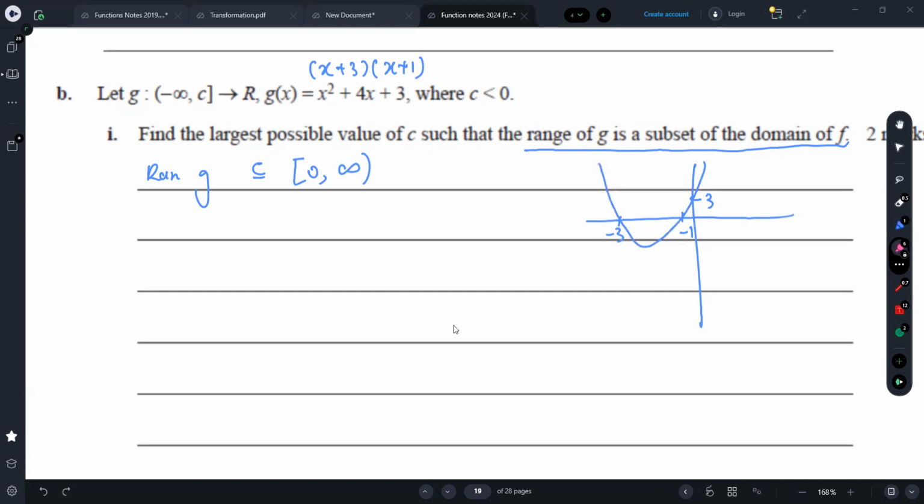That being said, I can pick my C value to be like -4, -5, and the interval would look like this. It just wouldn't go to the axis. Is that okay as well? It's still okay because it's still a subset. The question's asking for the largest possible value, so the largest possible is -3, right? So C equals -3.